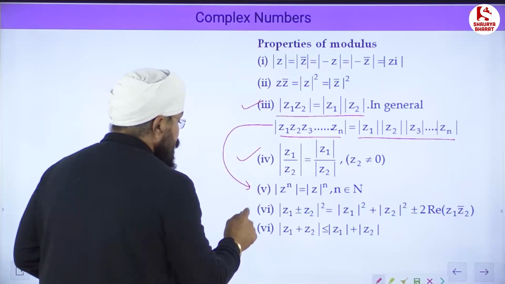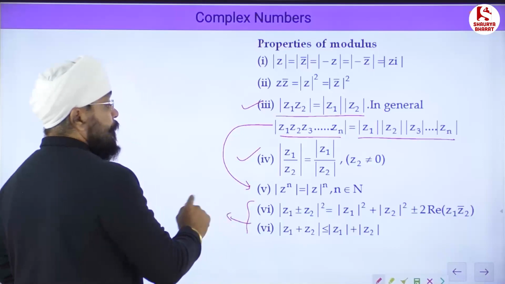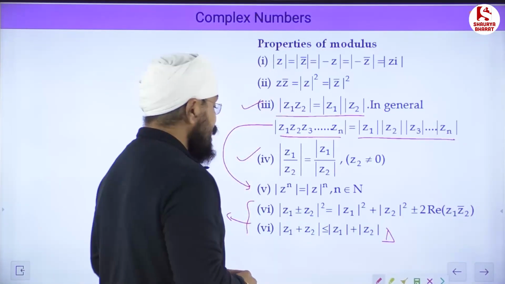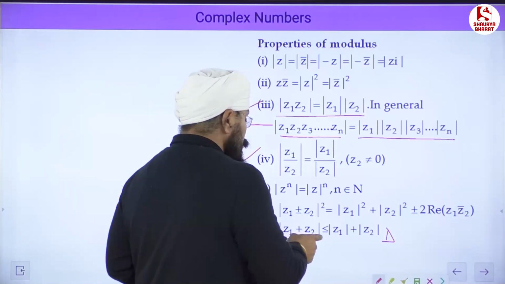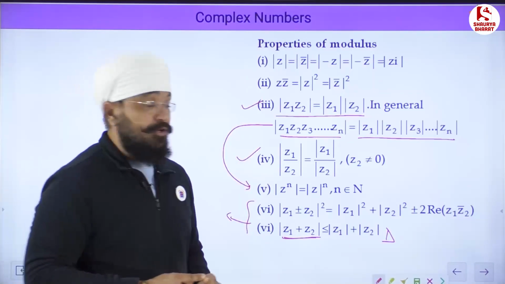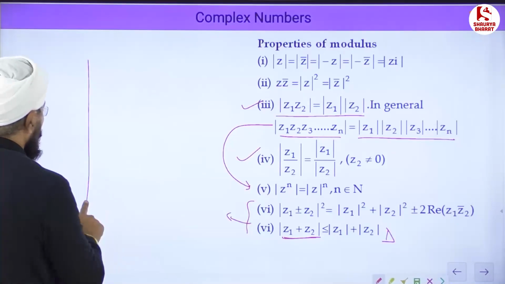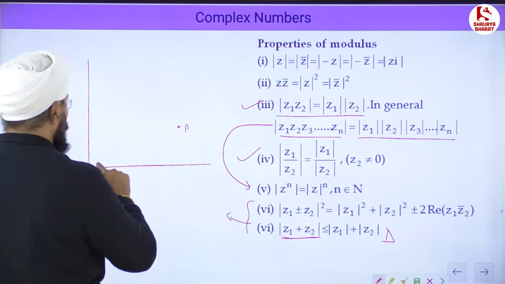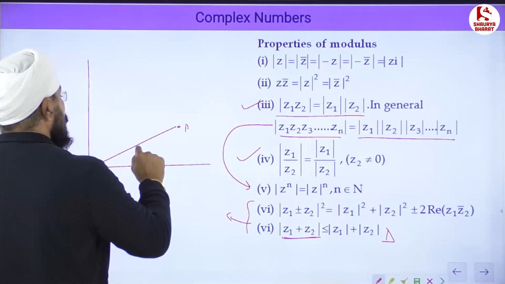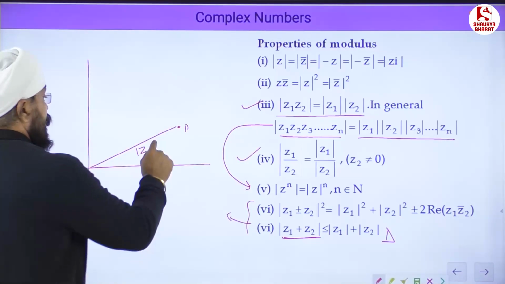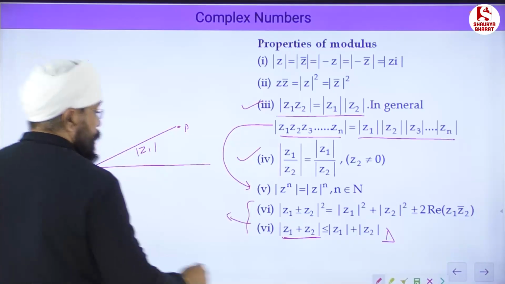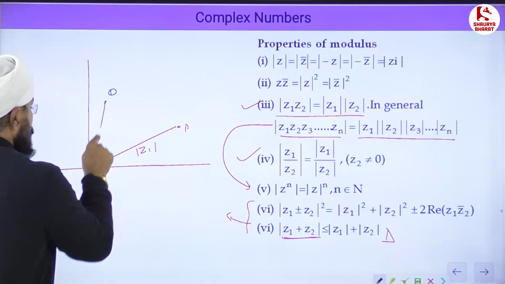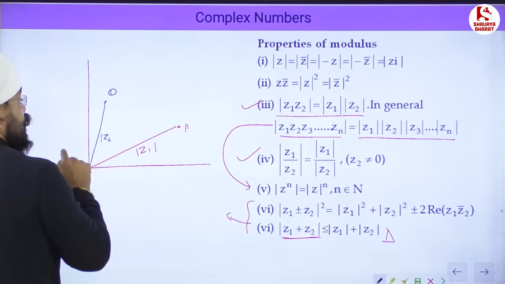Now, when we come to these two properties, this one is very important, this is known as triangle inequality. Why are we saying triangle inequality? Sum of the two complex numbers, and when we take the magnitude, let me show you on the Argand plane. Say for example, if there is a point given to you, I am joining this one, this is nothing but magnitude of z1. And let me take one more complex number here, q, which is nothing but magnitude of z2.